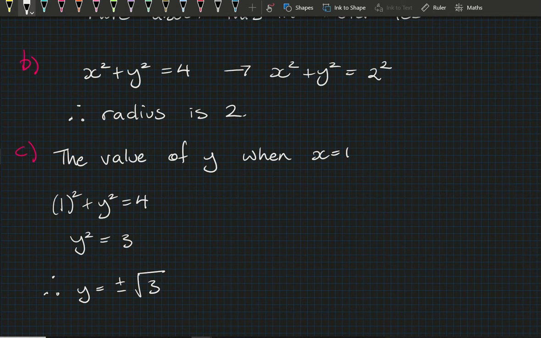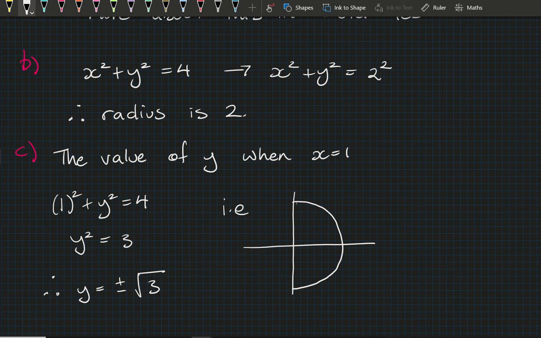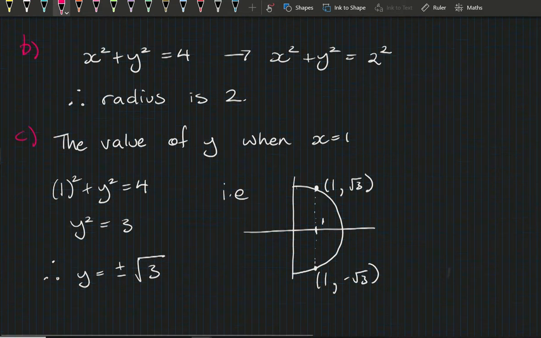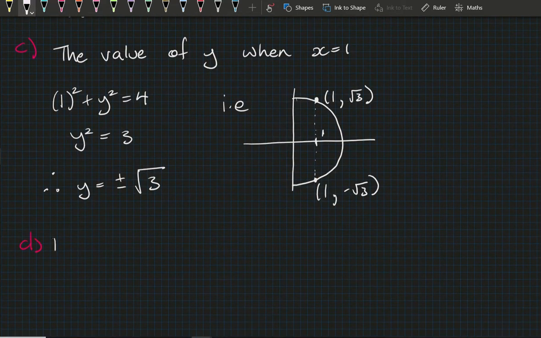So what that means is, of course, if I was to draw half of that circle, so we've got a radius of 2, so 1's going to be halfway, then these points would have an x value of 1, but the top one has a y value of root 3, and the bottom one has a y value of minus root 3.